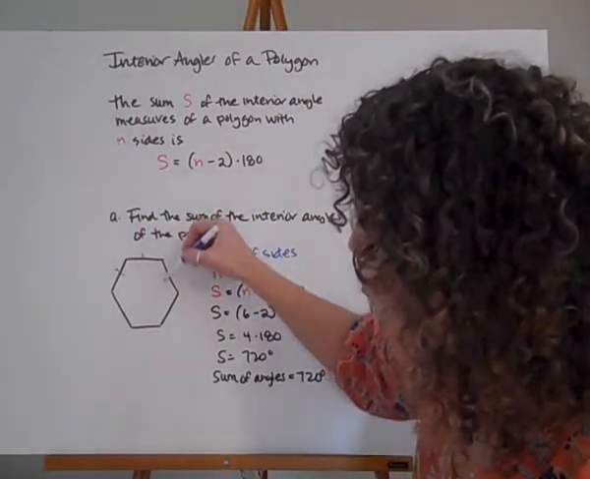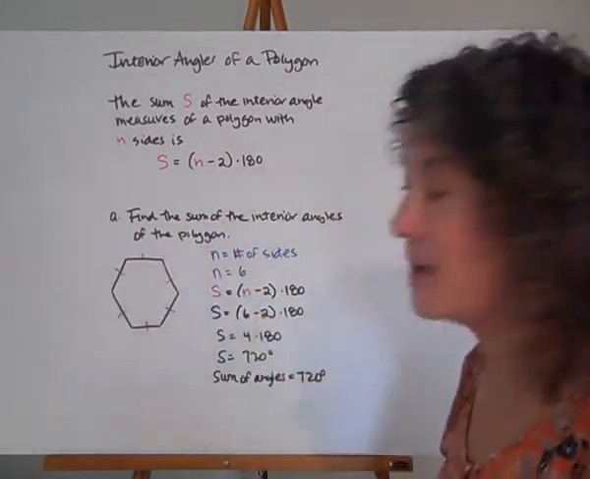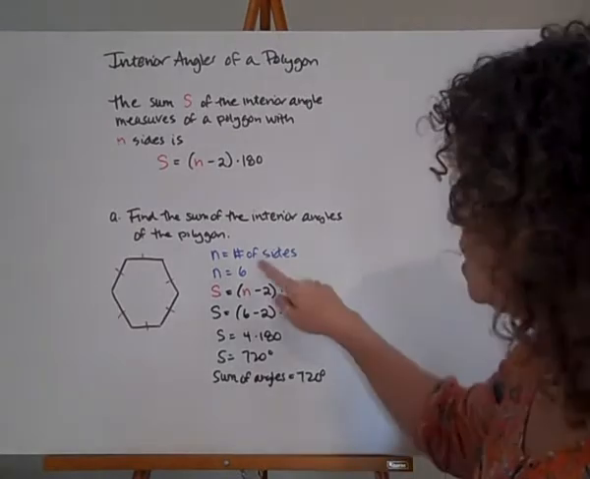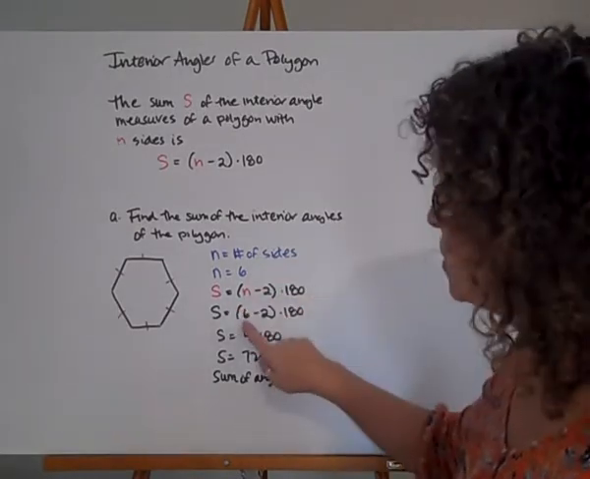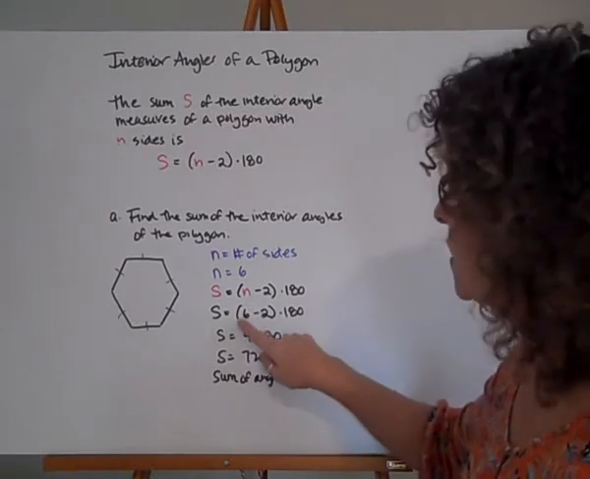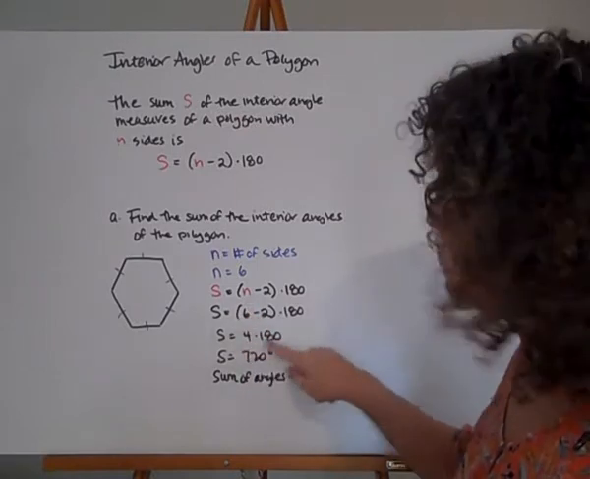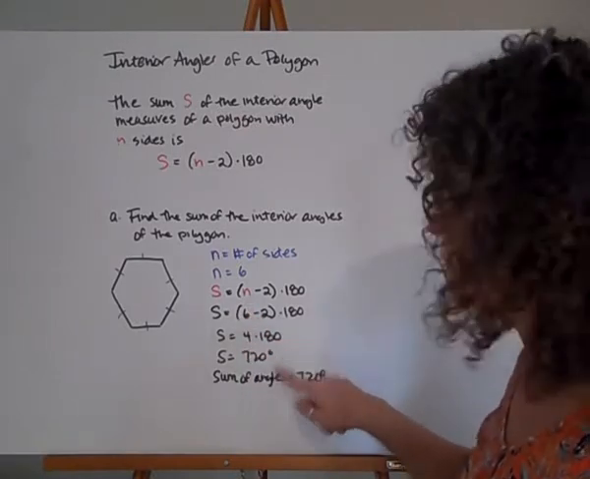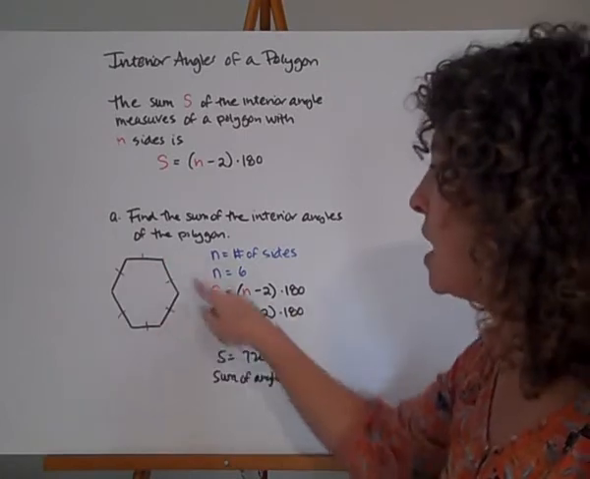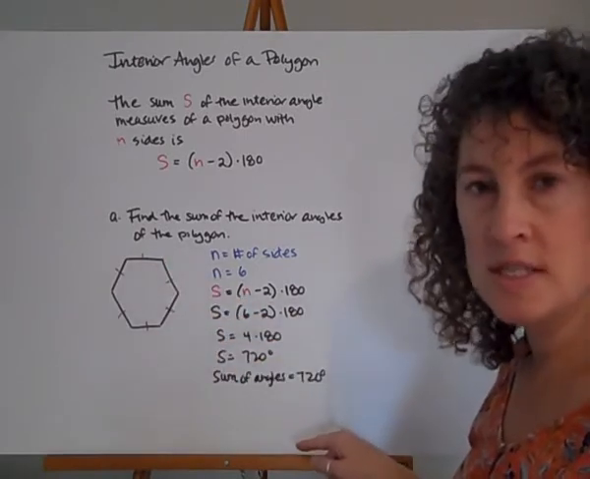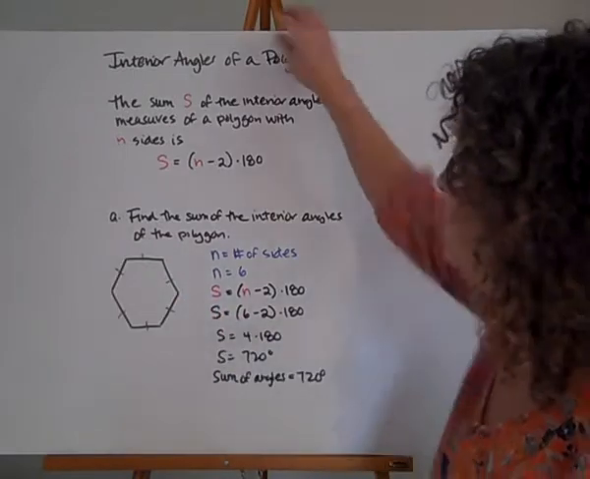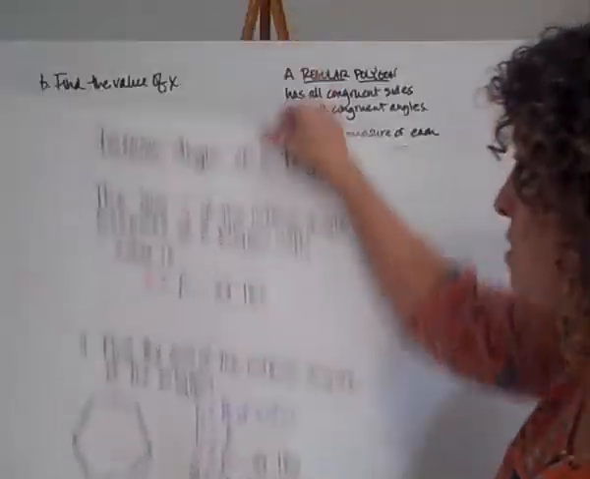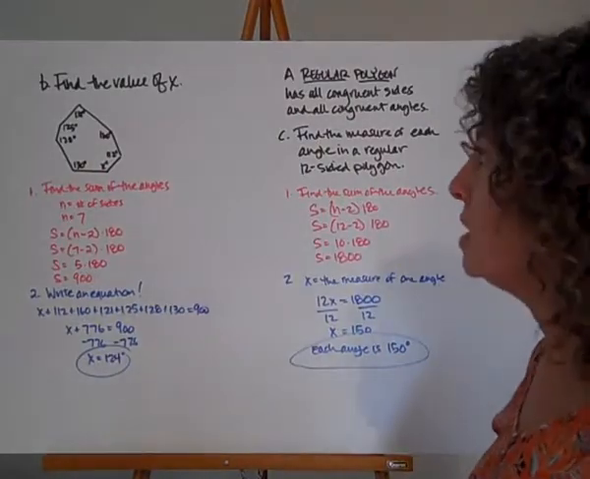I've got 1, 2, 3, 4, 5, 6. I've got 6 sides that I'm working with here. So the number of sides is 6. I'm going to plug them into this formula that we have. 6 minus 2 is equal to 4. 4 times 180 is 720. So that means that the sum of all these angles add up to 720 when I have 6 sides on my shape. All right, so let's use that to find information that we do not yet know.